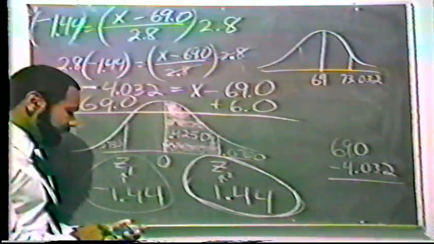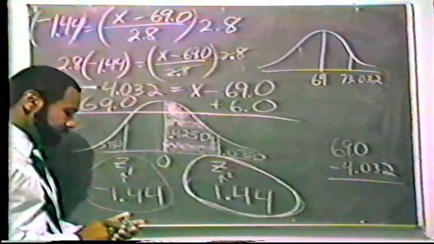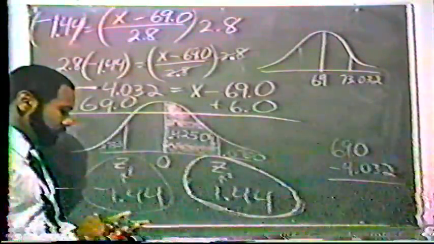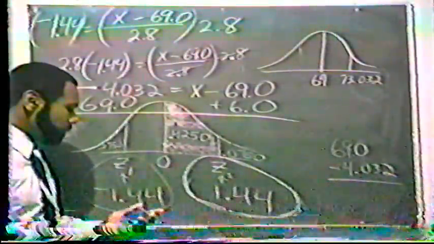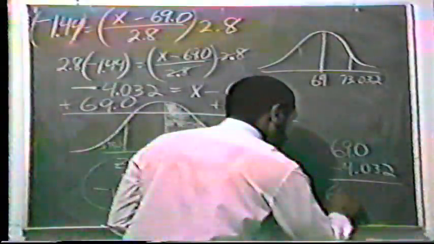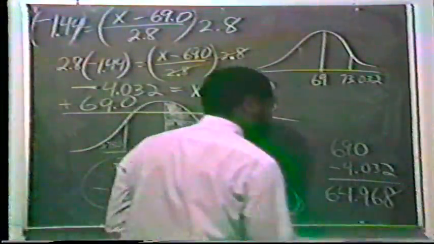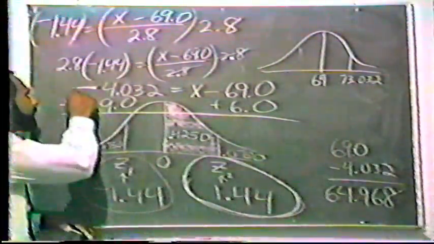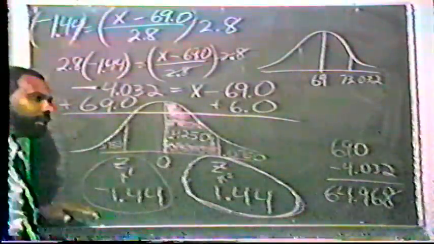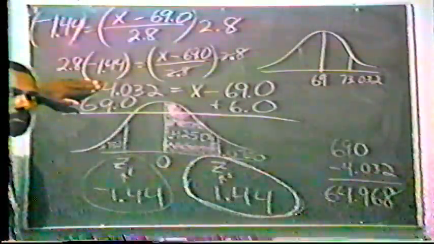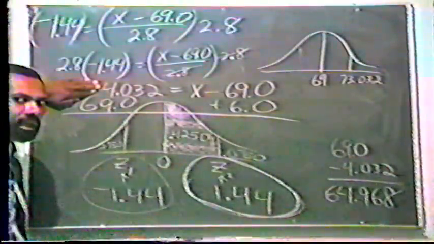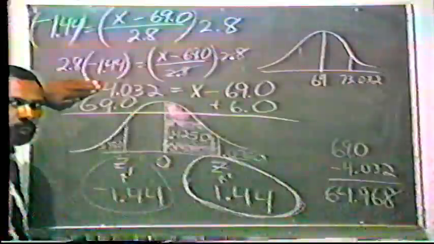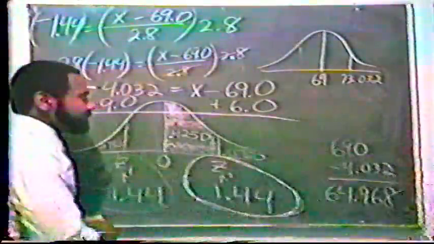I do that on scratch paper or on my calculator. I would take 69 and subtract from that 4.032, and that would give me 64.968. Then, from your study of algebra, you should recall that you take the sign of the number with the larger absolute value. Absolute value essentially means looking at the two numbers without the signs and seeing which one is larger. The 69 is larger than the 4.032. The 69 is positive, therefore the answer is positive.